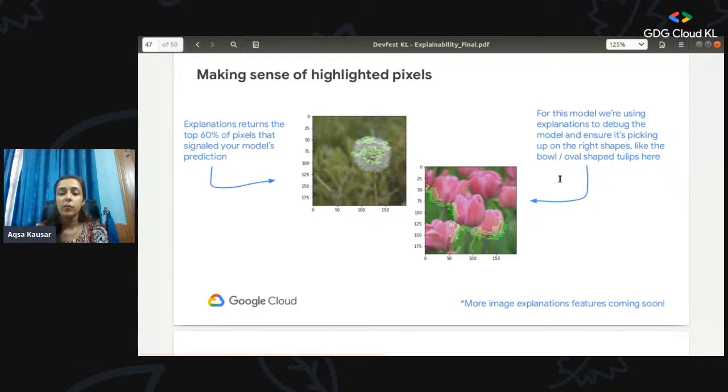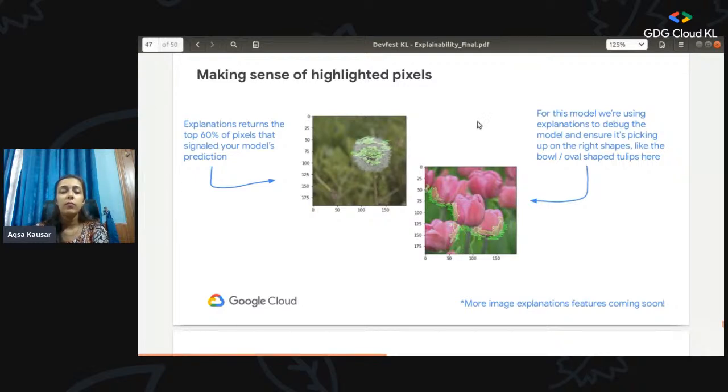For this model, for example, we want to be able to use these outputs to understand that the model is performing right and it's looking at the right features in the pictures, and it's associating the right features to the right flowers, right? So for example, in this case, it's associating the tulip flower to the oval shape that it has, right? And in this case, it's associating it to these white dandelions that it has, right?